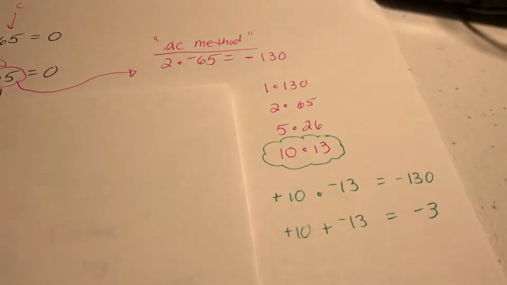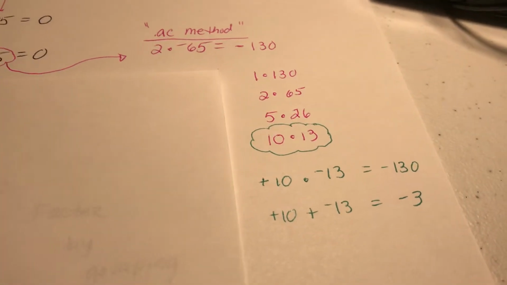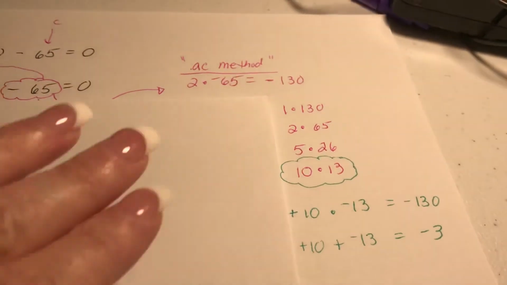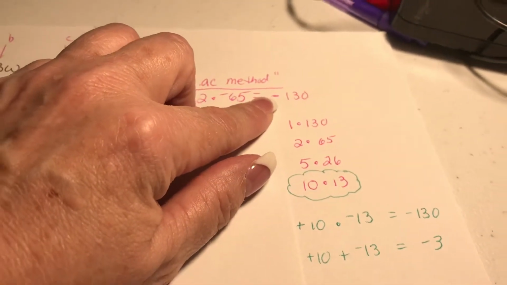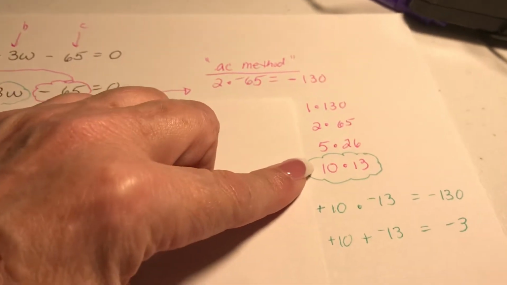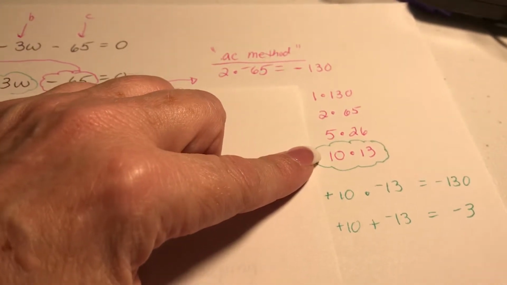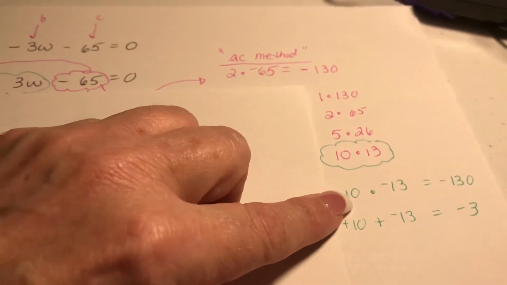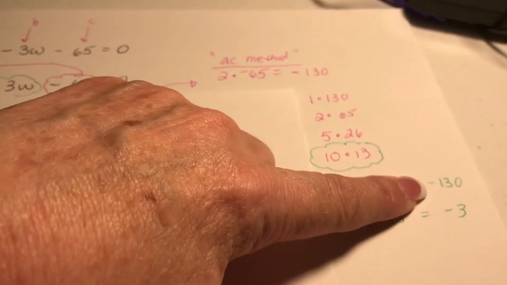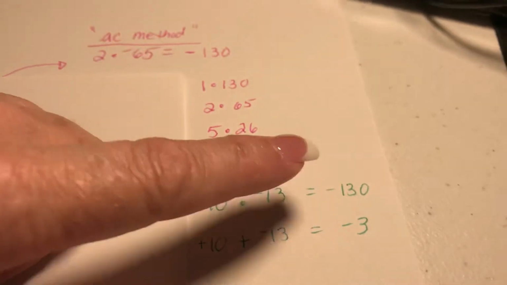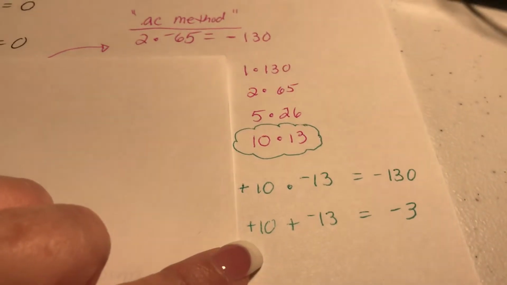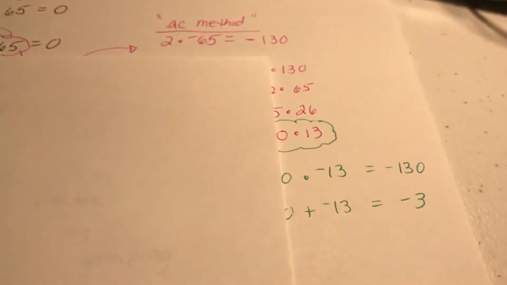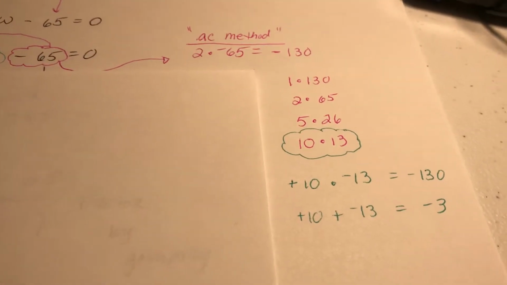So you can see I circled in green the 10 and the 13. But keep in mind, since they multiply to give you a -130, one of these numbers has to be positive and the other has to be negative. So I'm going to make the 10 positive and the 13 negative so that when I multiply them, I get the -130. And when I add them, positive 10 and -13, it gives me the -3. So I found the right pair.